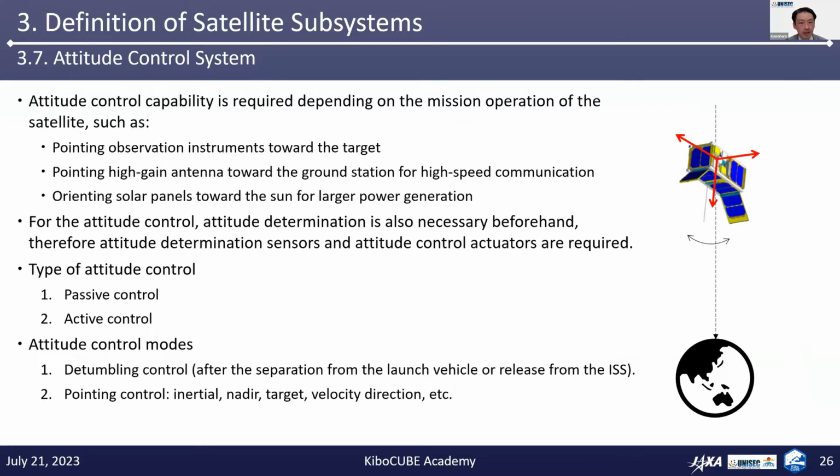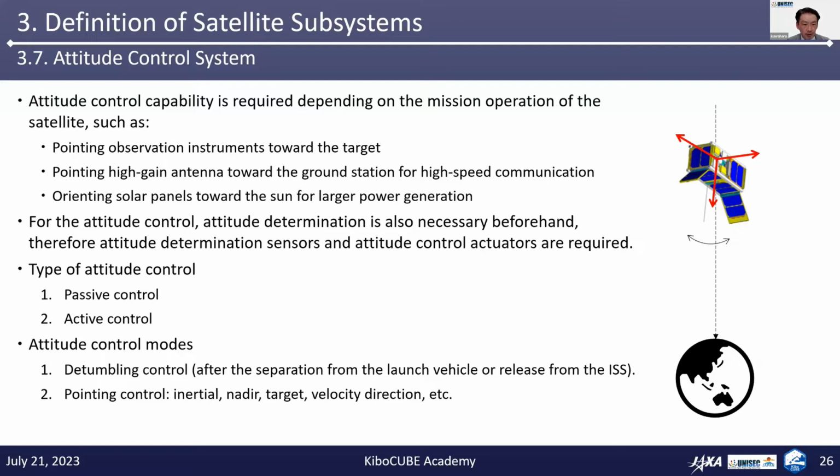The next subsystem is the attitude control system. Attitude control capability is required depending on the mission operation of the satellite, such as pointing observation. Pointing the observation instruments toward the target, and pointing the high gain antenna toward the ground station for high-speed communication, as illustrated in this figure, and orienting solar panels toward the sun for larger power generation, and so on. For the attitude control, attitude determination is also necessary beforehand, and therefore attitude determination sensors and attitude control actuators are required in general.